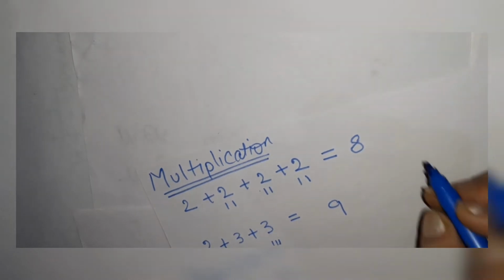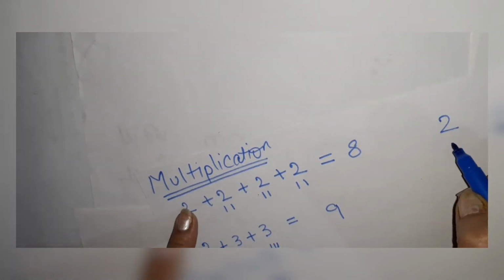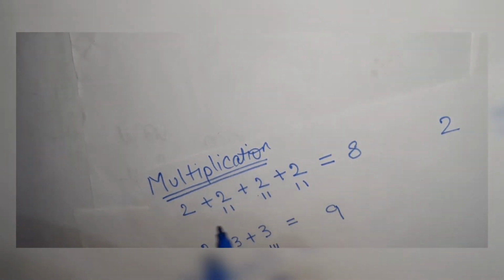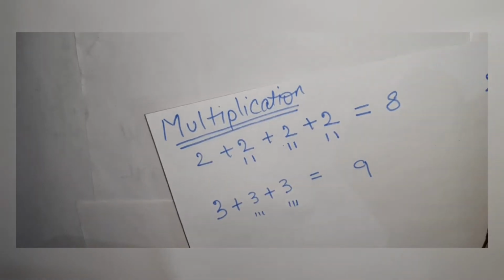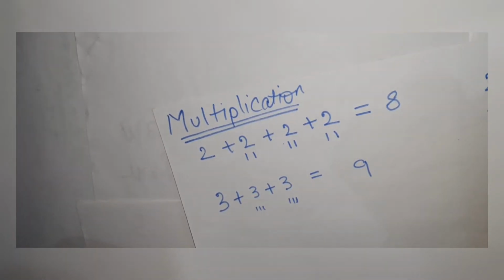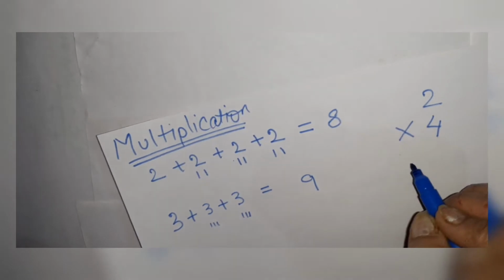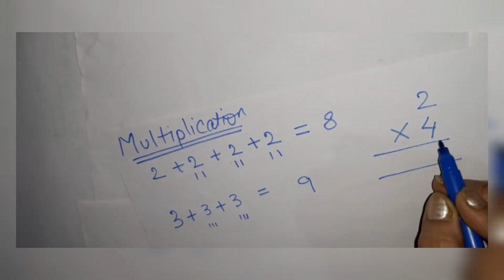See, I'll write 2 here because the digit is 2. And how many 2's are there? See, 1, 2, 3, 4. So I write 4 below this, and I put a cross sign like this. This is called the multiplication sign. And now we just multiply it.